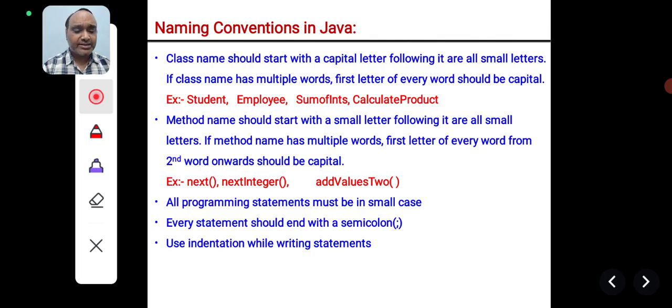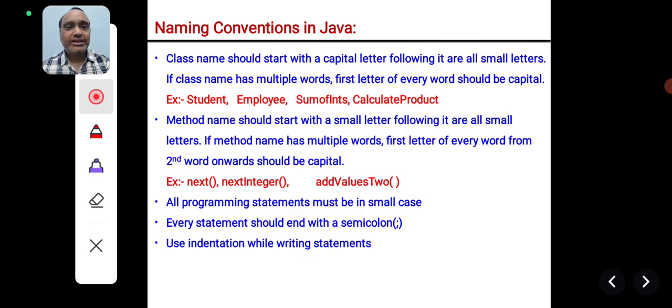And like in C language, every statement in Java should end with a semicolon. So when you are writing an assignment statement, a declaration statement, an output statement, an input statement, or a processing statement, all these statements must end with a semicolon. If you do not put a semicolon, the compiler will raise an error at that line. So this is also taken from the C language.